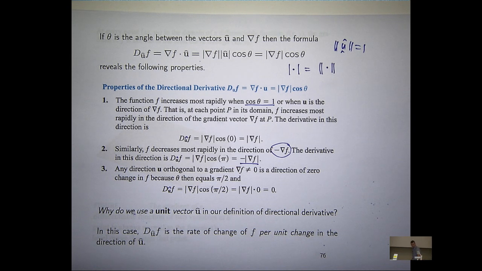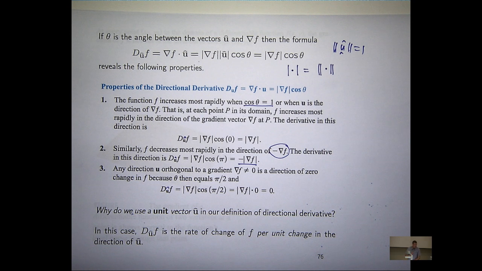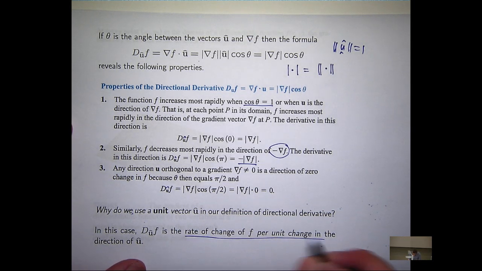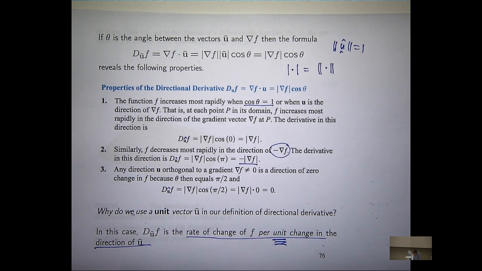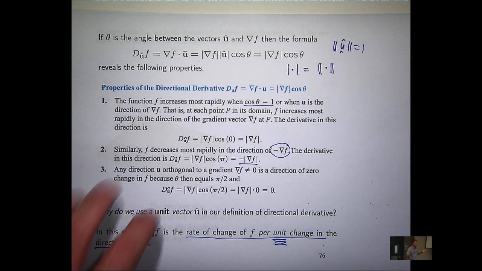Before we get to that, though, a good question here is, why do we use a unit vector? Why don't we just use any old vector in our definition of directional derivative? Anyone know? Well, the bottom line sort of sums it up. If we use a unit vector, then we can talk about the rate of change per unit change in the direction of u hat. If it wasn't a unit vector, then we'd be talking about the rate of change of f per 2 unit change, something like that. Anyway, let's look at another example.